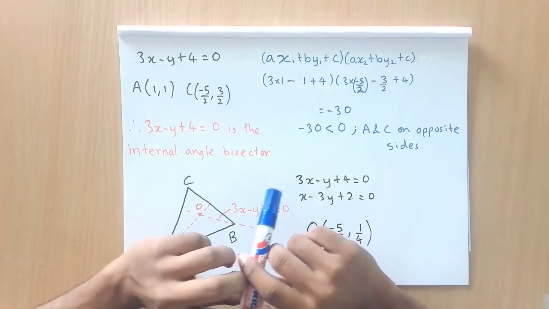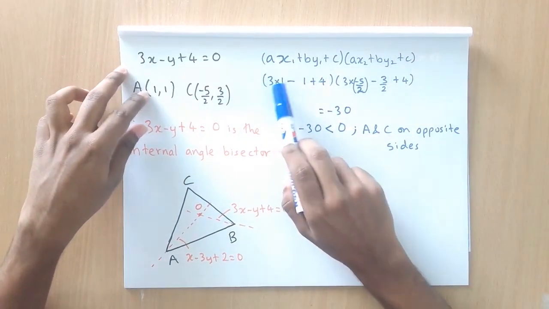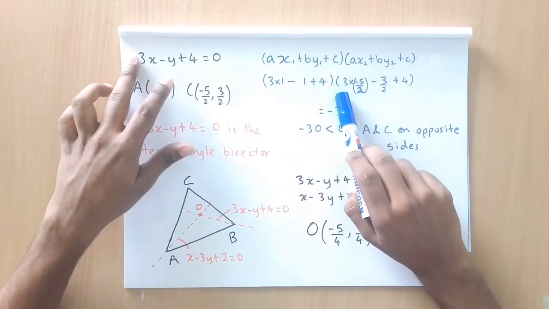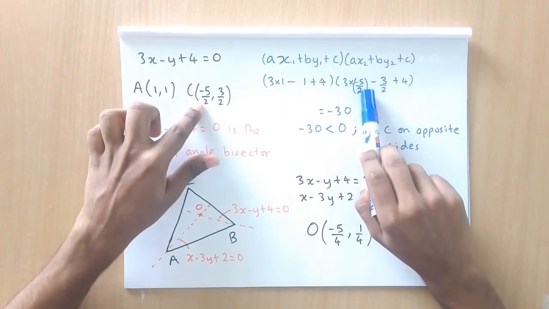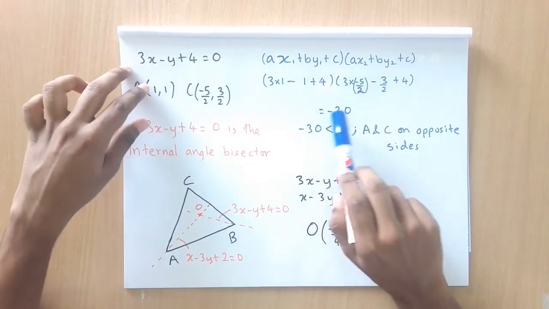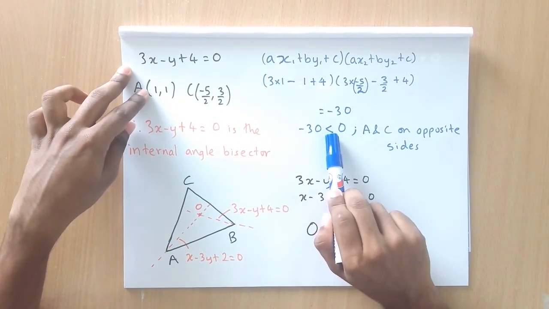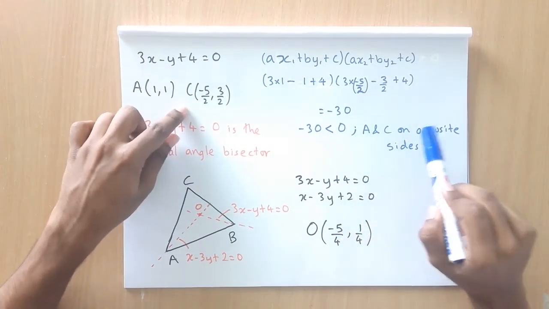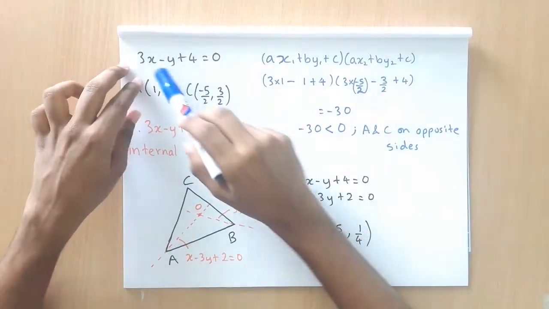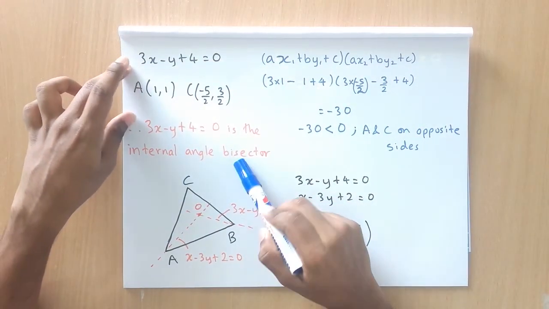When we substitute the values into this equation, we get (3 into 1 minus 1 plus 4) multiplied by (3 into minus 5 upon 2 minus 3 upon 2 plus 4). This will give us minus 30. Now minus 30 is less than 0. Therefore, A and C are located on the opposite sides of this straight line. This means that this bisector is the internal angle bisector at B.